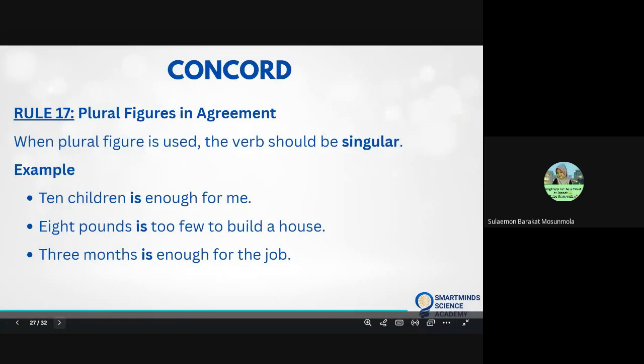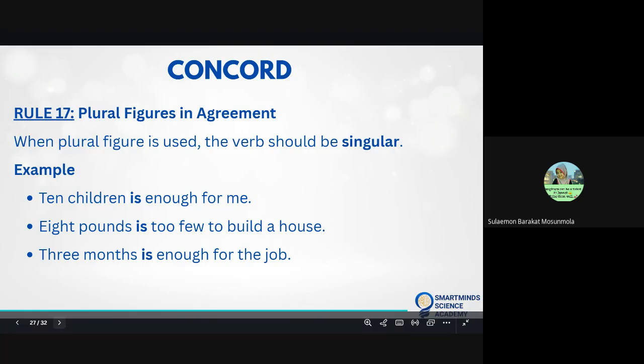The next rule is rule number 18, not 17. Plural figures in agreement. When a plural figure is used, the verb should be singular. What do I mean by plural figure? Figures that are more than one. When you say 2, 3, 4, and like that, that is not singular anymore.